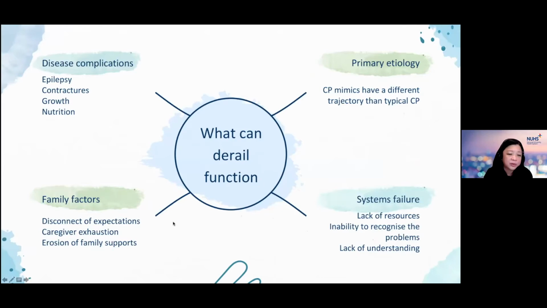Other things that can also play a role would be family factors. So in certain families, they may have disconnect of expectations, or sometimes after a while they get caregiver exhaustion. And sometimes as parents get older, they may actually not be able to look after the child that well, and therefore they may not have as much support for the child. And so that can derail function too. And some of the problem is actually with us. I call it a systems failure, because as a society, we may lack the resources to support these children, especially when they get older into adulthood. We also, as clinicians, may fail to recognize the problems that are staring us in the face. And finally, we may actually lack the understanding of what these children or adults need in their daily lives.